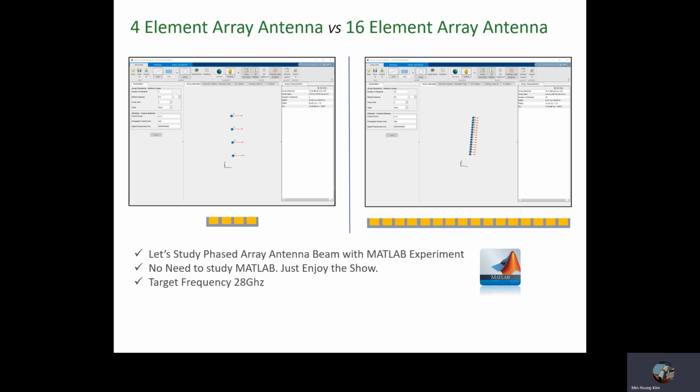There are two types of phased array antenna. One consists of a 4-element linear array antenna, and the other consists of a 16-element linear array antenna. They are linearly arranged in the 3D dimension. Target frequency is 28 GHz, and the arrow direction means the 0° reference boresight beam direction.